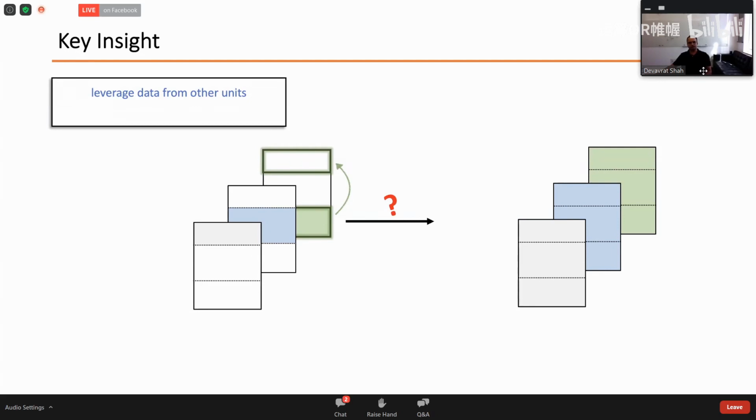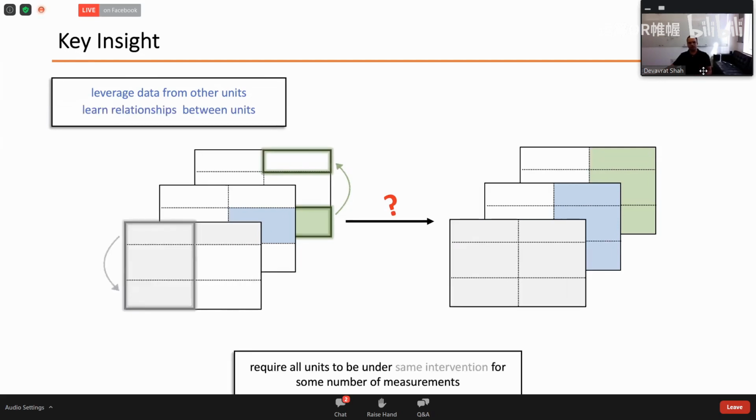That is, in a nutshell, we want to leverage data from other units. And the question is, how do we learn this relationship? Well, one way to learn this relationship is to look at the data that we have before intervention, where all the countries were under the same intervention, and then restrict our attention to only countries that have gone through severe mobility restriction and try to learn a relationship from that.